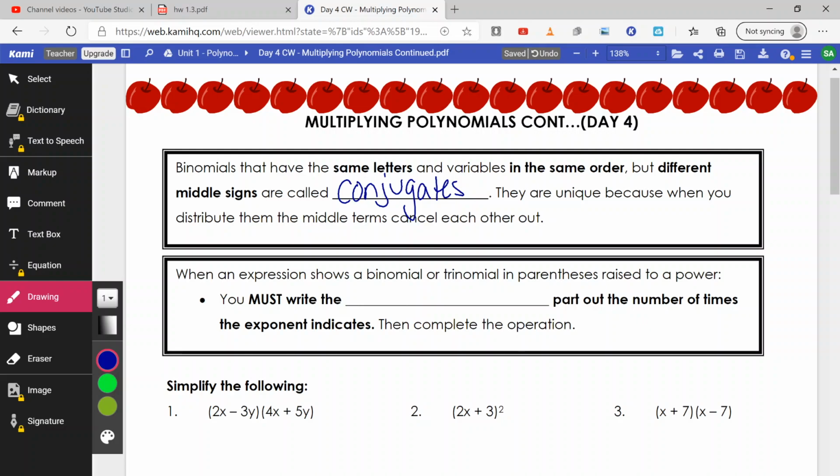Another instance that occurs is, let's say I take a binomial and I use an exponent on it. Basically, it's not what's inside each individual thing raised to the power of 2. It is following the same rules as before. Anytime I have an exponent, that tells me how many times I am multiplying that particular item. So you must write out what is inside the parentheses the number of times indicated by the exponent, and then complete the operation.